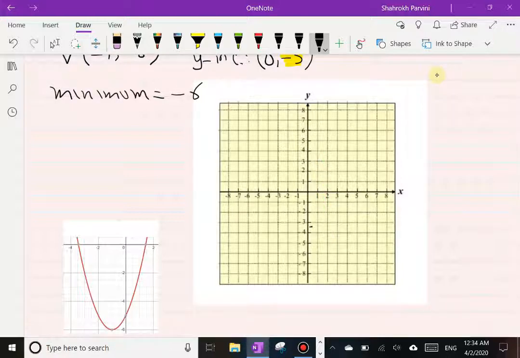Remember the vertex was (-1, -6), so this was the vertex. (0, -5) was the intercept, and of course I had this axis of symmetry, which is this vertical line, right? Now I can actually find this third point by reflecting this point, (0, -5), across the axis of symmetry. I'm going to get a point right in here. So that's in fact what I'm going to do. I'm just going to draw this other point here, and there's my third point.